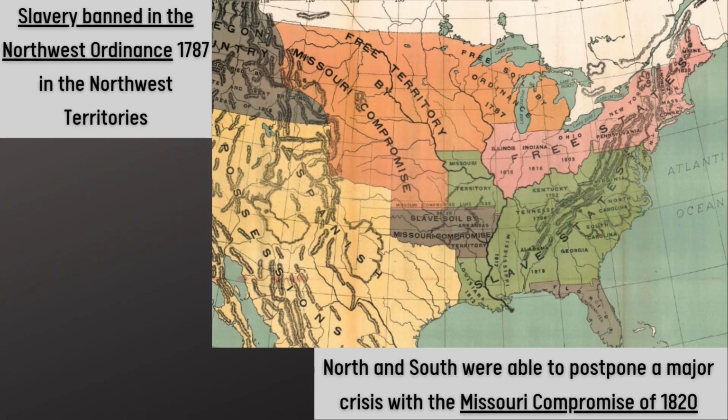Both the Northwest Ordinance and the Missouri Compromise highlight the ongoing struggle to manage the contentious issue of slavery in America. These measures illustrate the complexities of balancing political interest and moral considerations during this period.